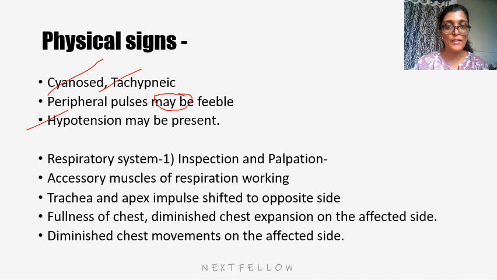Now coming to the inspection and palpation of the patient, the accessory muscles of respiration will be working. Trachea and apex impulse will be shifted to the opposite side. There will be fullness of chest, obviously, because of the air in the pleural cavity. There will be diminished chest expansion and diminished chest movements on the affected side. So the movements and the expansion will be reduced.